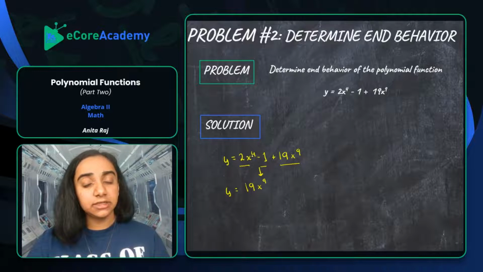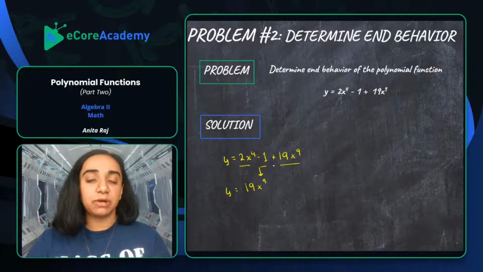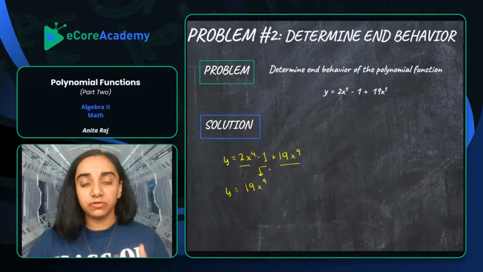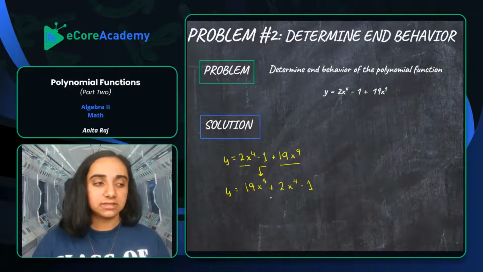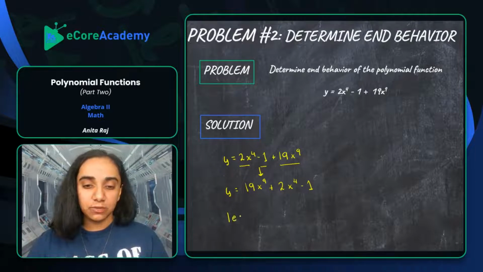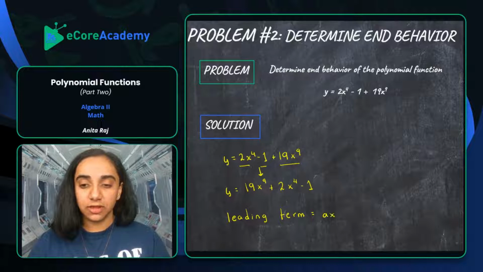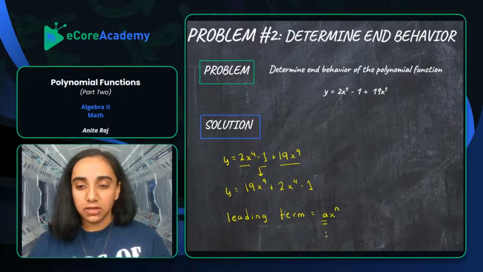In this case, it looks like the leading term is 2x to the fourth, but this isn't in proper standard form. So we need to put it in standard form to be able to figure out what the real leading term is. And then what comes after that is 2x to the fourth. And then we're going to add that minus 1, which is a constant at the end. The constants will always go last. All right, so remember how we talked about that table from the last video? Well, the leading term is generally what we call ax to the power of n. A is going to be your leading coefficient. So in this case, our leading term is going to be 19x to the ninth, and a is going to be your leading coefficient, which is 19.